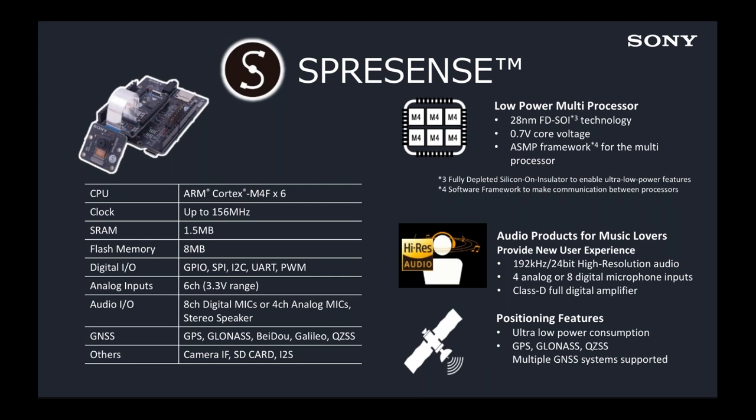Spresense has 6 ARM cores using FDSOI technology to make it ultra low power. I'm going to give you a little more information when we get to the section on low power. We are also using the ASMP framework for multiprocessing. It means that each processor has a dedicated memory. Again, in the low power section I will elaborate on how this works and how it helps with the low power capability.